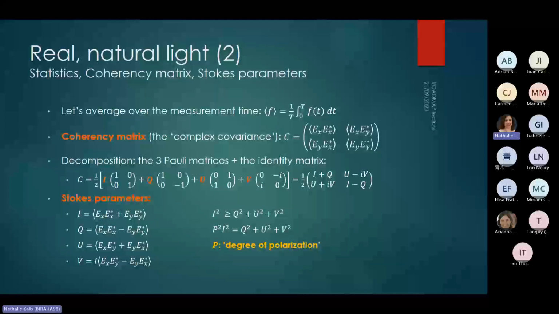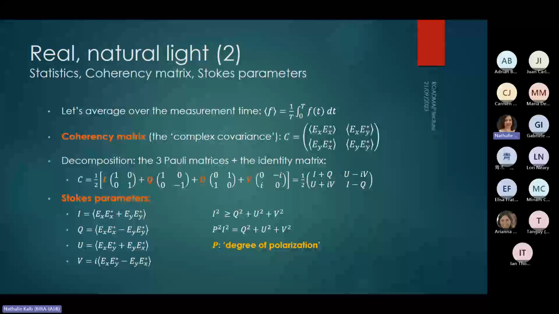So we do have to do some statistics. We do a time measurement, a time average here. And of course, we have two components of the electric field vector. So if you want to compute the covariance, you have to have a covariance matrix. However, the electric field is complex, so we have a complex covariance matrix. It's called the coherency matrix. Here it is. And you can decompose this matrix in three Pauli matrices that you probably remember from quantum mechanics, and the identity matrix. Here they are.